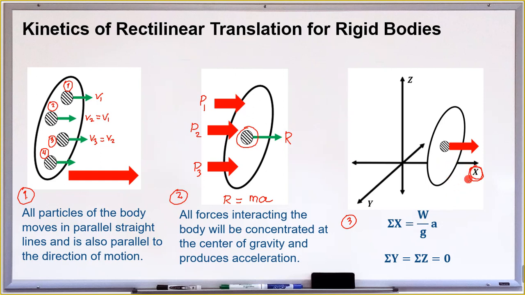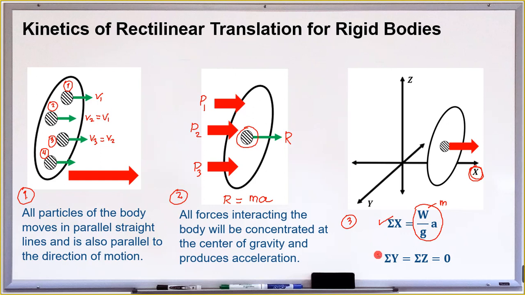Now, if this is the case, then if we take the summation of forces along this direction, or along its path of travel, all the forces that interact should be equal to the mass of this object. This is the general representation, no? I put here weight over g, so that you do not get confused if you are dealing with English units. So this is still equal to the mass m. Don't worry. So that is equal to the mass times the acceleration.